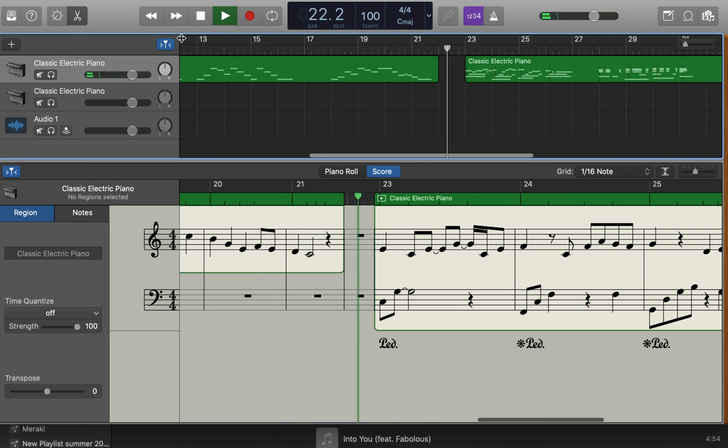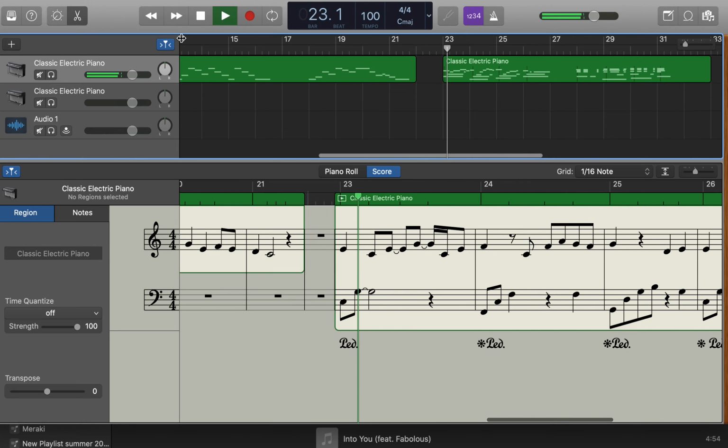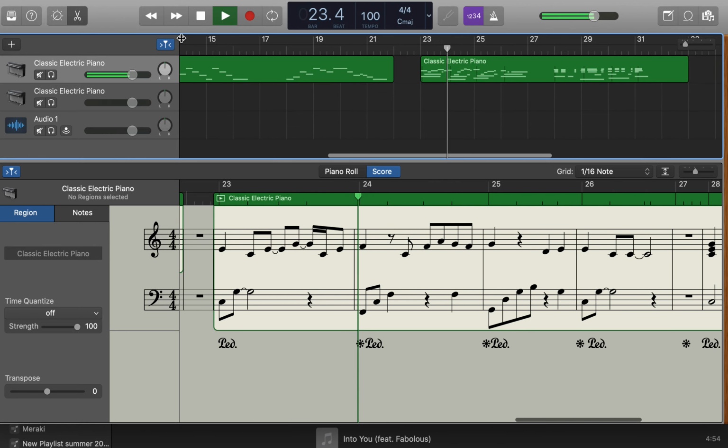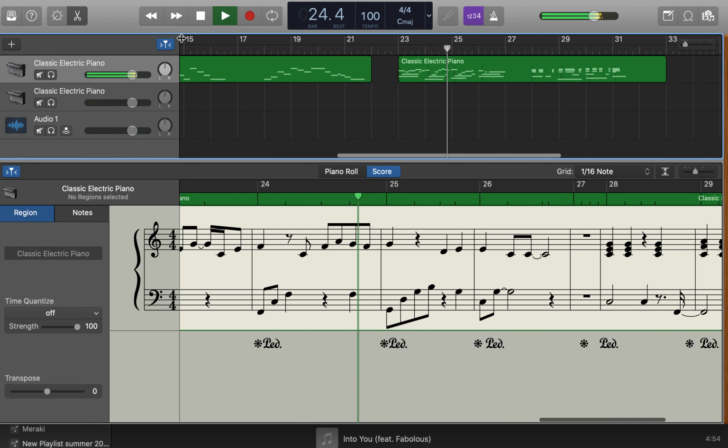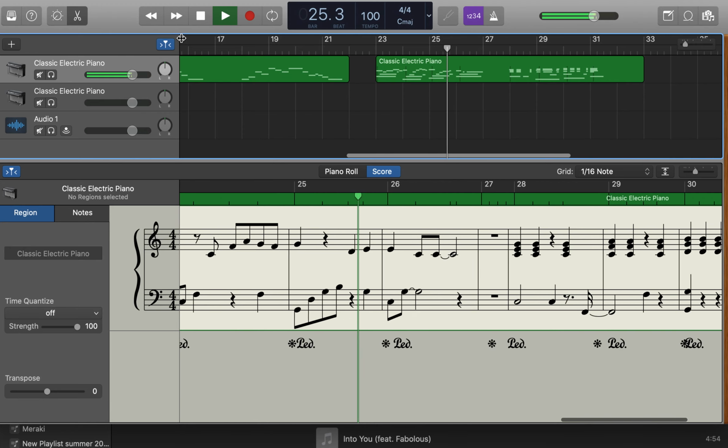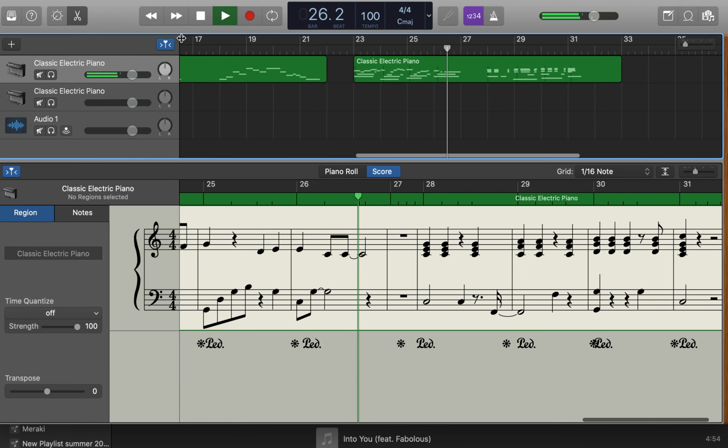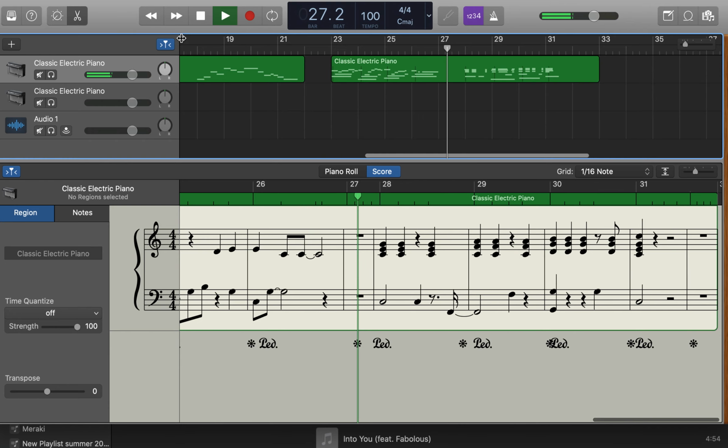These are some broken chords. And block chords.